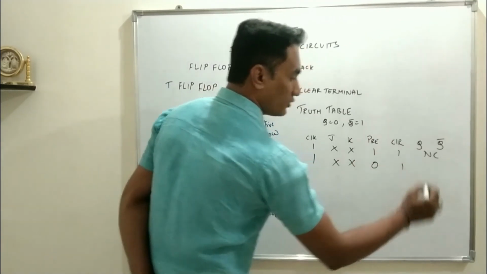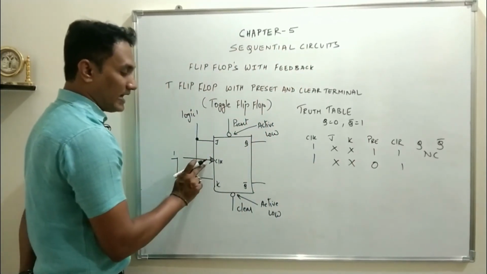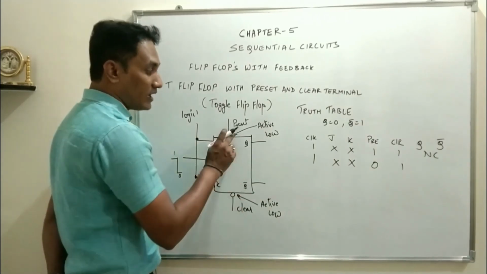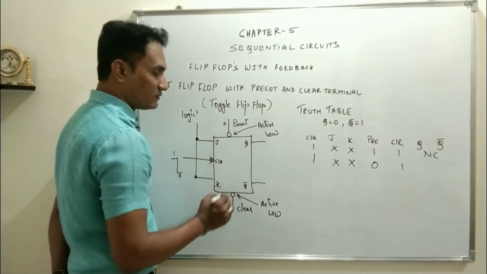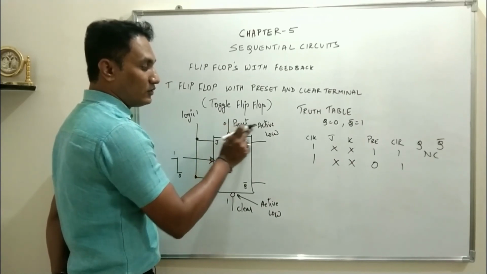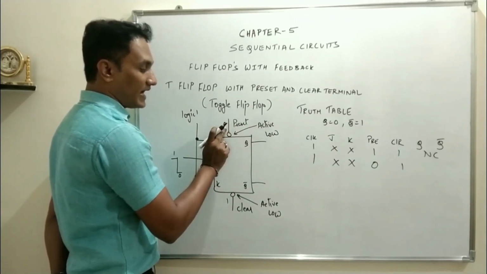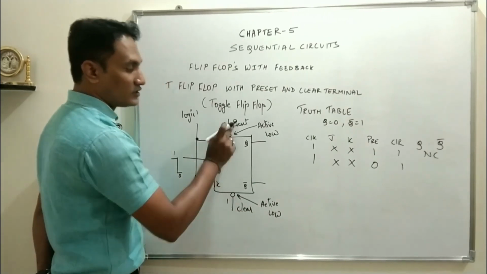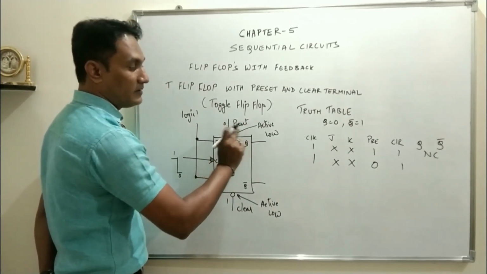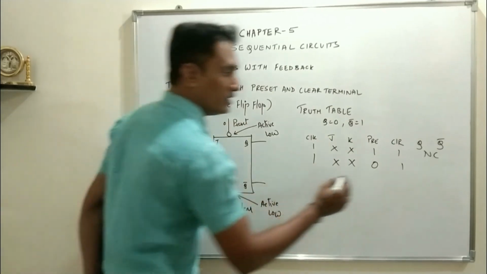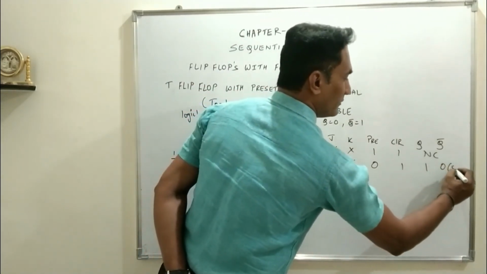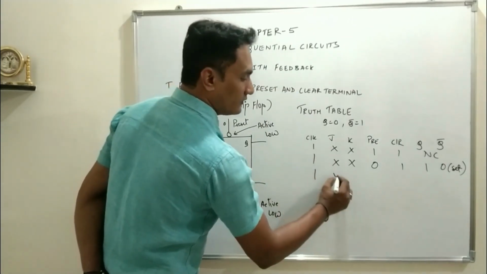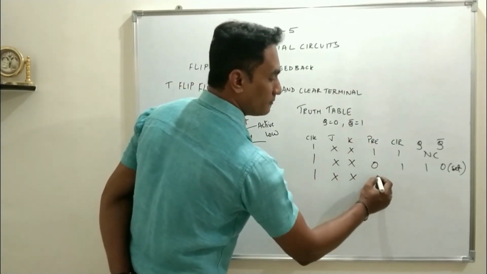Now preset is 0 and clear is 1. As the clock is still 1, J and K go under don't care condition, but now preset is 0, clear is 1, and preset is active low. So preset will be activated, and clear is 1, active low, so it will be deactivated. Preset activated, as the name indicates, will set the output. So Q will become 1, Q bar will be 0. This is the set condition.